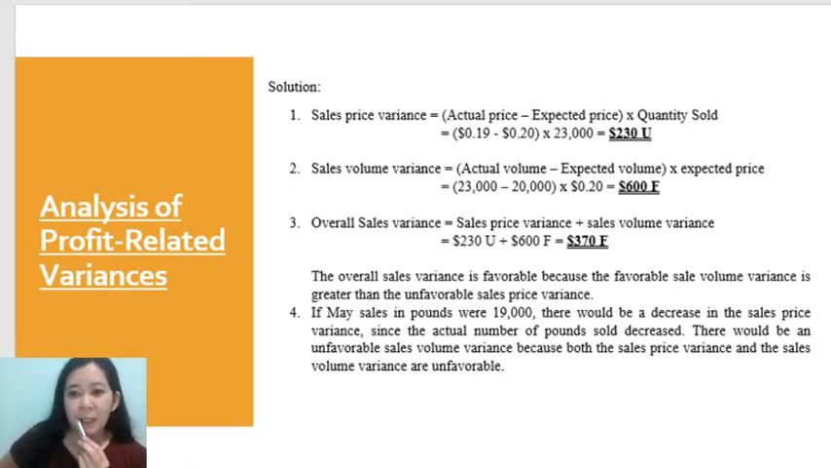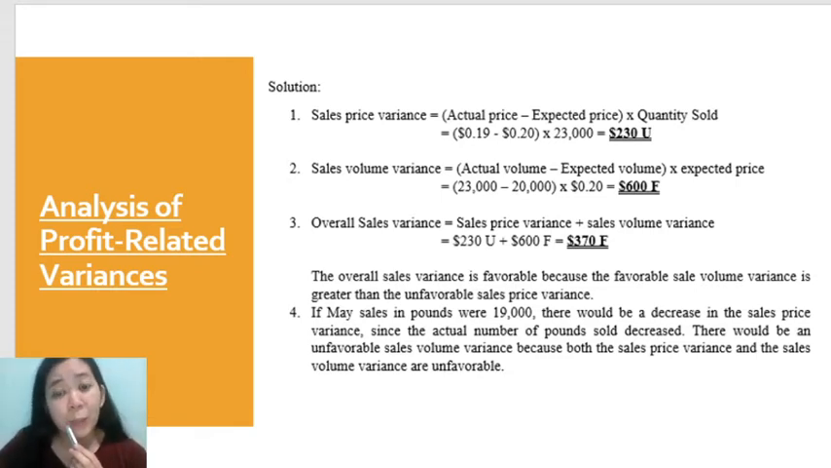So, for number 4, if the May sales in pounds were only 19,000, of course, we will expect that there will be a decrease in sales price variance as well. Because in this case, the prices did not change, we still have an unfavorable variance. Since the actual also decreased, then there will also be an unfavorable sales volume variance, because expected volume is 20,000, but the actual is only 19,000 units.